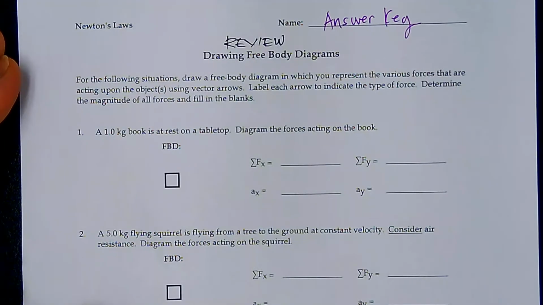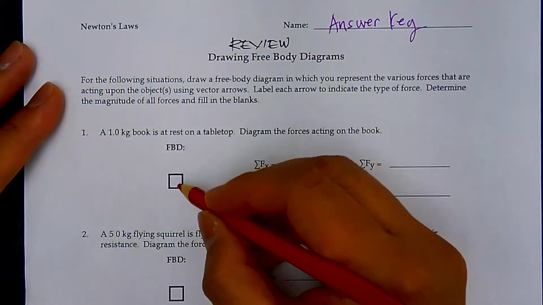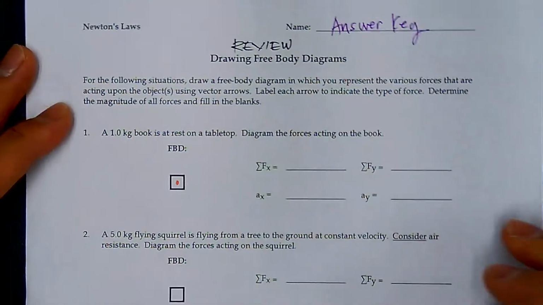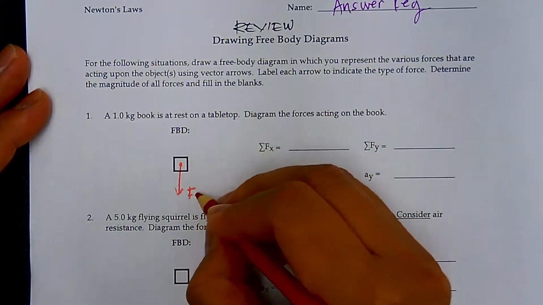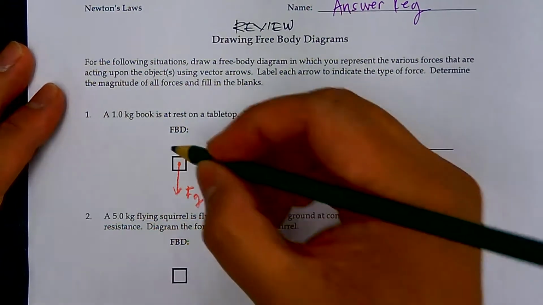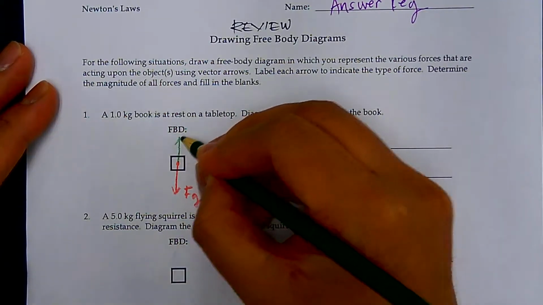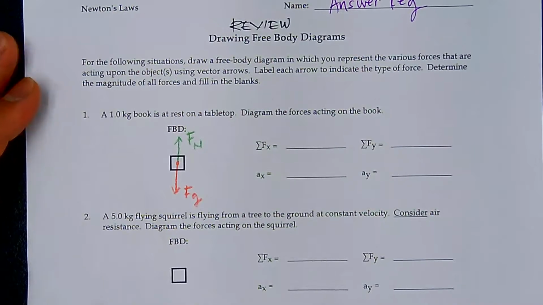You have a 1 kilogram book at rest on a tabletop. So let's draw the free body diagram. Definitely the object experiences acceleration due to gravity, so there's always a force of gravity. And then there is contact with the stable object, which is the table, so you have a normal force.